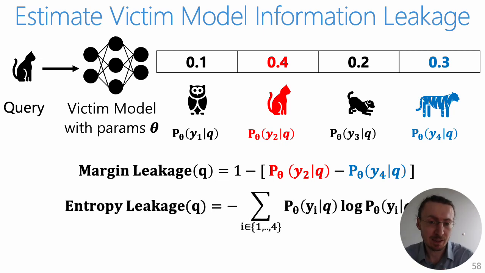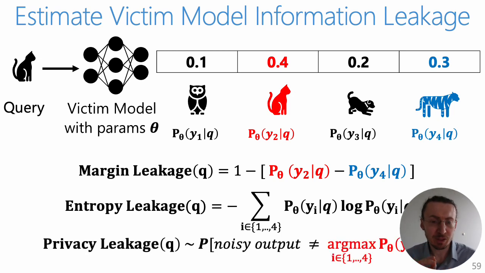We also use the standard entropy metric, where y sub i ranges over all possible classes. The higher the entropy of the softmax scores, the higher the information leakage. So here entropy is the standard entropy definition, which is the average message length using the best possible code. So we basically just leverage a standard metric from information theory.